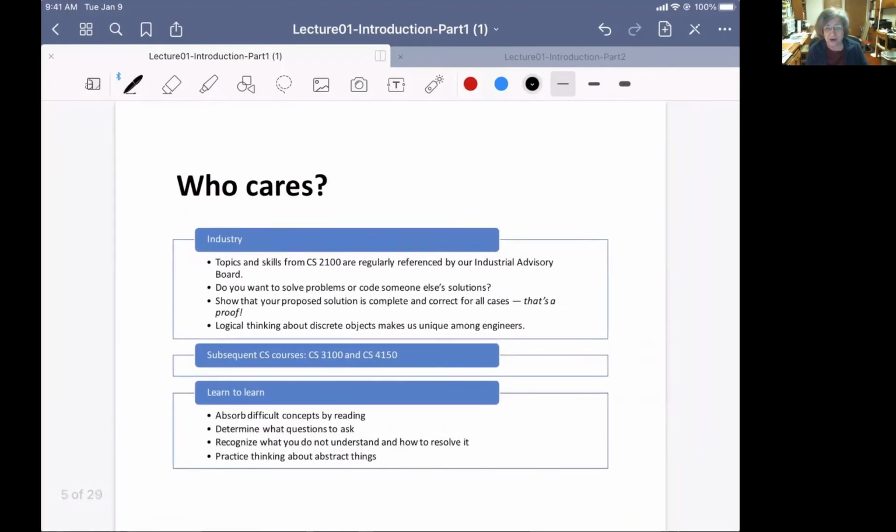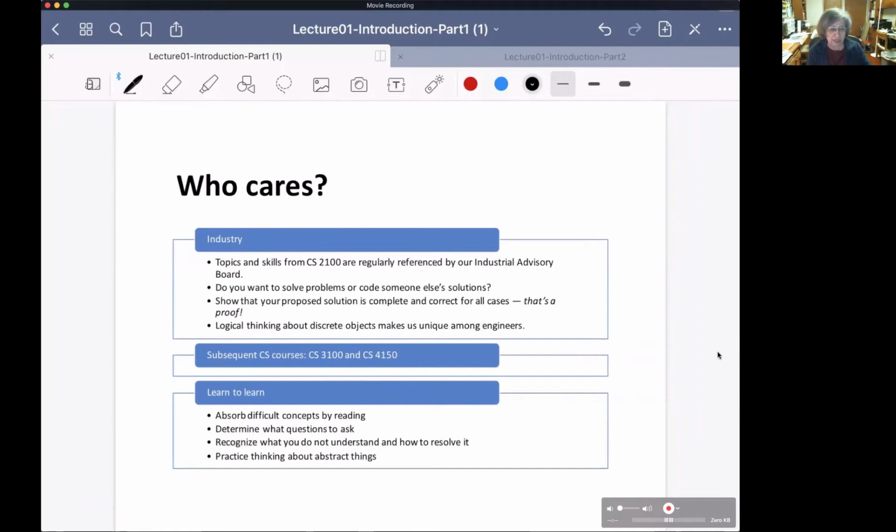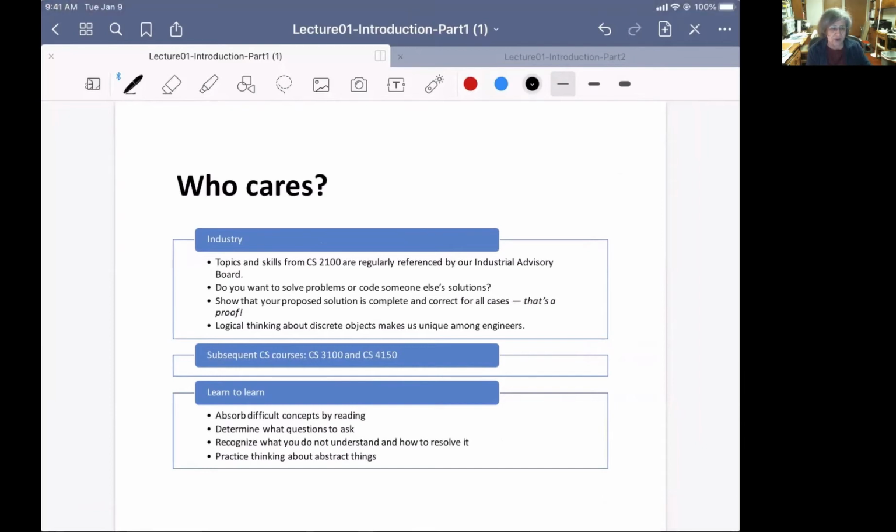So who cares about this area? Actually, it's not just an academic pursuit. Computer science has an industrial advisory board, and when they meet, they always ask about this class and to make sure our students learn the material in this class. And second of all, do you really want to solve problems or just code somebody else's solution? And if you're just coding it, how will you know you've gotten all the cases right? That's part of learning how to reason mathematically.